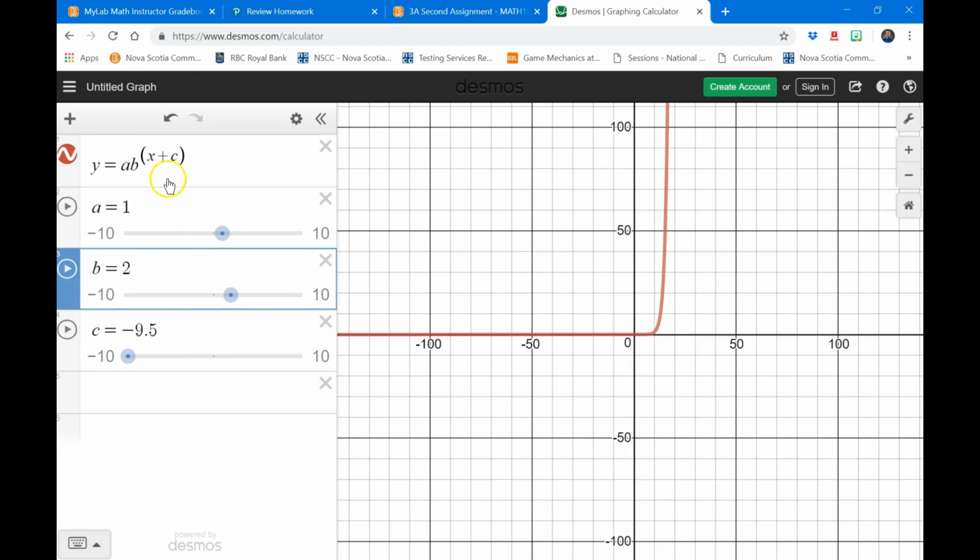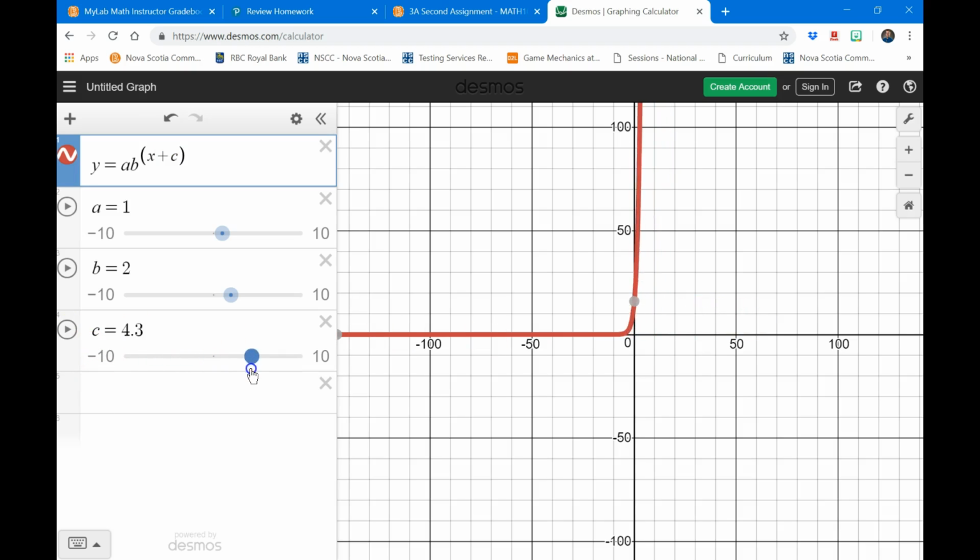Okay? The big kicker here is that it goes in the opposite direction, like all horizontal shifts. So right now, C is minus 9.5, so this would be like x minus 9.5, and we can see this thing is moving to the right. And as I increase that value, it moves to the left. So it kind of goes in the opposite direction as to what I would think it is, right? If it's positive, it shifts to the left. If it's negative, it shifts to the right. So again, whenever you add or subtract numbers up in the exponent, that's a horizontal shift, all right?